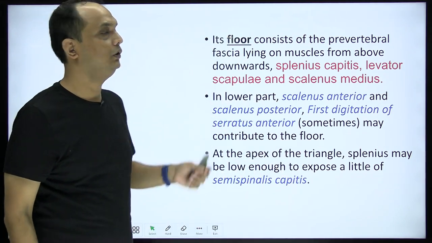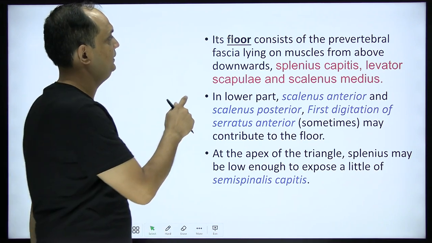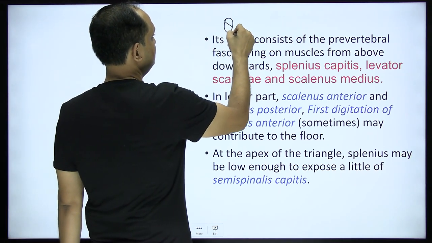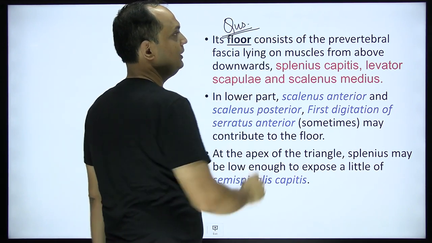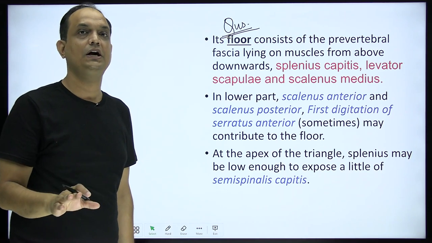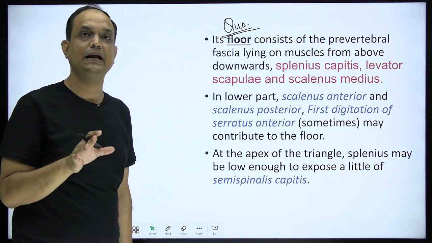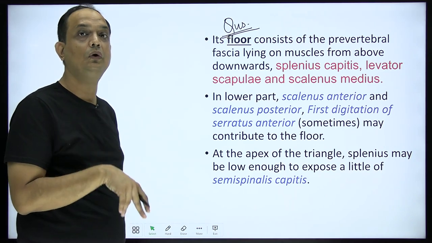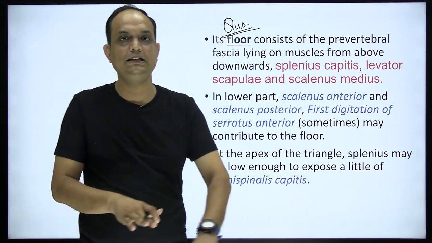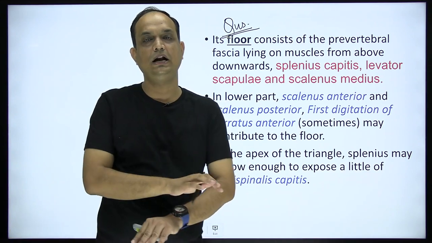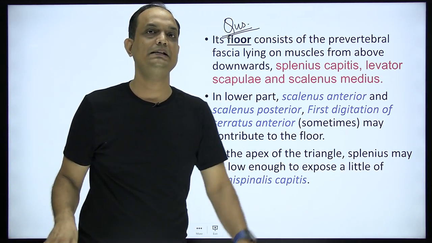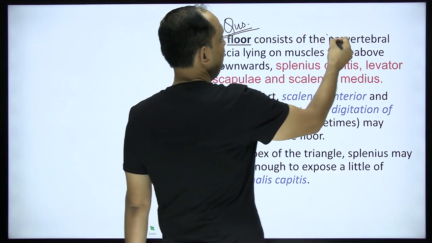Now, in the floor, the pre-vertebral fascia, now this is the question. See, first you have to understand the question about the pre-vertebral fascia. What does the pre-vertebral fascia form? In the posterior triangle, the pre-vertebral fascia forms the floor. Floor means the very first thing you lay on top of the floor. If you have a carpet on your floor, then that carpet is actually resembling the pre-vertebral fascia.